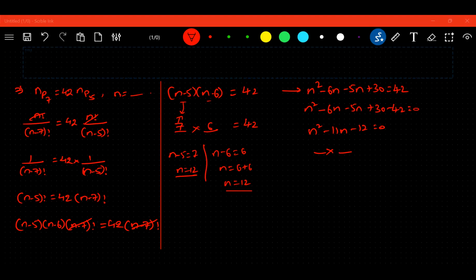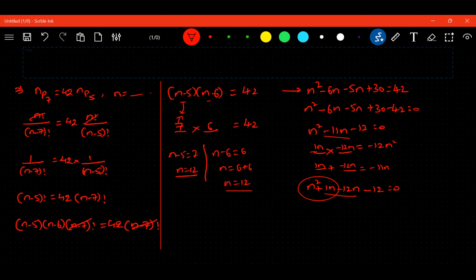Yes, students. So if I have to select two factors such that if I multiply, I should get minus 12n square. The same two factors, if I add, I should get minus 11n. Am I right? What are those? Plus 1n and minus 12n. Plus 1n minus 12n, in place of minus 11n I have written plus 1n minus 12n, minus 12 is equal to 0.